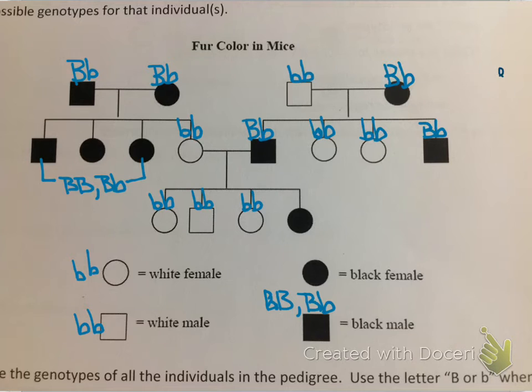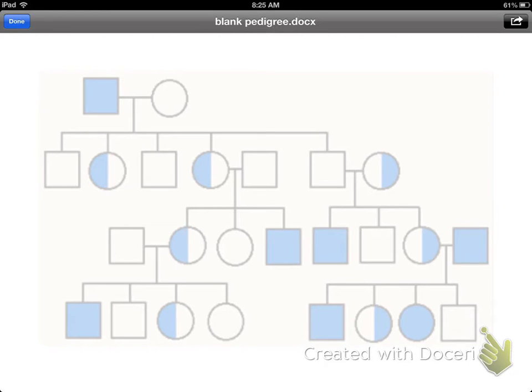And then the 1 female that has black fur must be a hybrid or heterozygous. Right. So let's take a look at the next example. I'm actually going to go back to this. All right. And so this pedigree shows individuals with red-green color blindness, which I had mentioned in the last video.